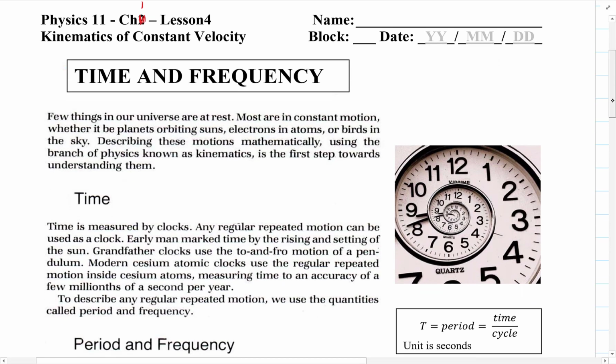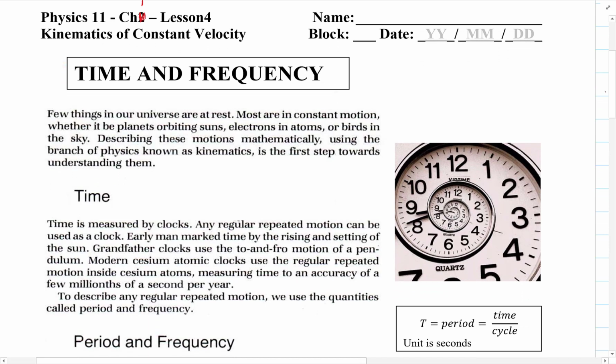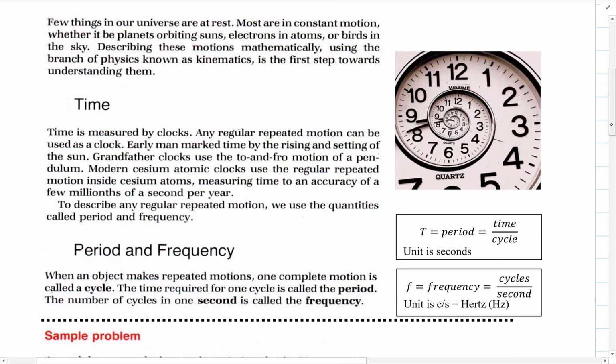Okay. Few things in our universe are at rest. Most are in constant motion, whether it be planets orbiting the sun, electrons orbiting the atom, birds orbiting other birds in the sky. Describing these motions mathematically using the simple branch of physics known as kinematics is the first step to understanding them. Time is measured by clocks.